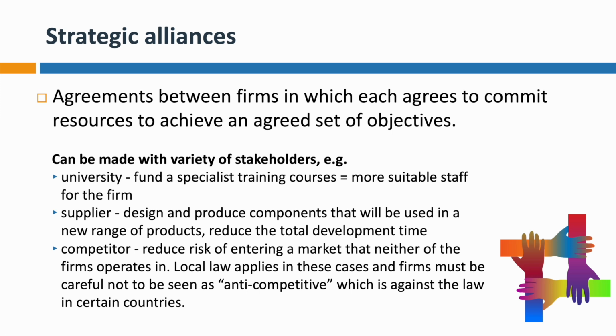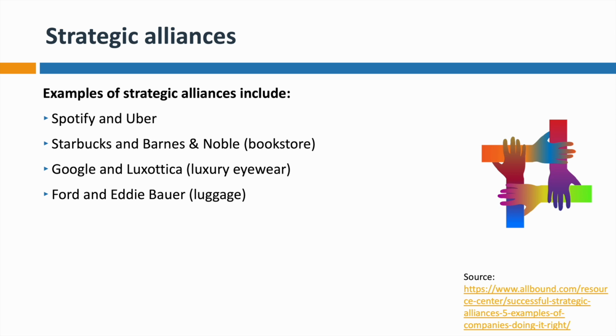So for example, when both businesses are trying to enter a new market that they will try to operate in, and when they do not want to risk so much by entering these new markets, they might enter it together to share the resources. And here are some examples of strategic alliances. So for example, Spotify being played in Uber cars and the Barnes & Noble's bookstore showing its books in Starbucks coffee places.